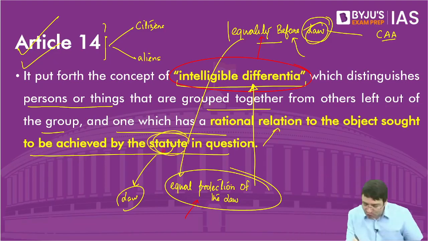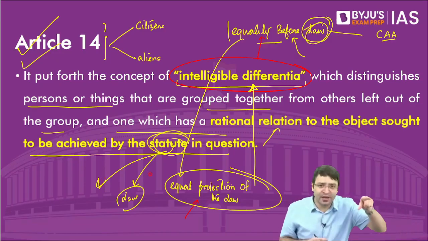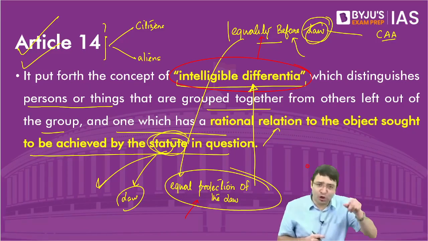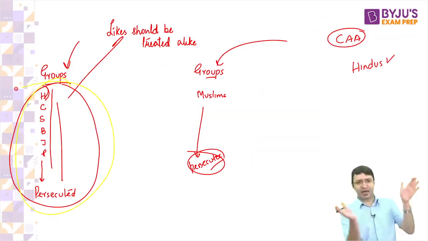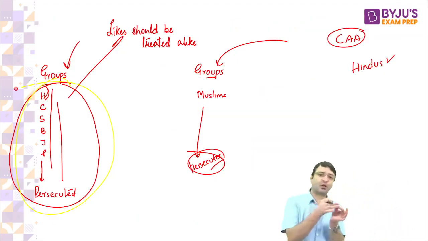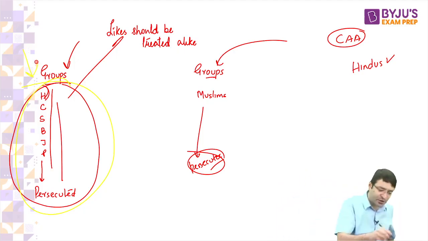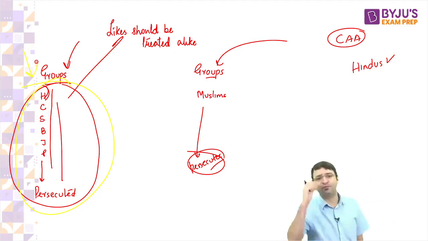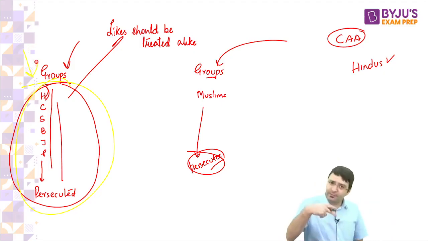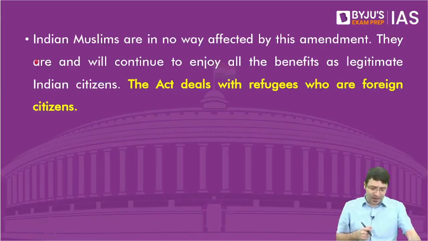What is it that you want to achieve through this law? You want to give citizenship to those who have been persecuted. All those who have been persecuted are in one group, and the persecutor is in another group, and we are giving protection to only the persecuted. Article 14 is upheld. Article 14 is not violated. That's argument number 2 in favor of the Citizenship Amendment Act. Argument number 3.